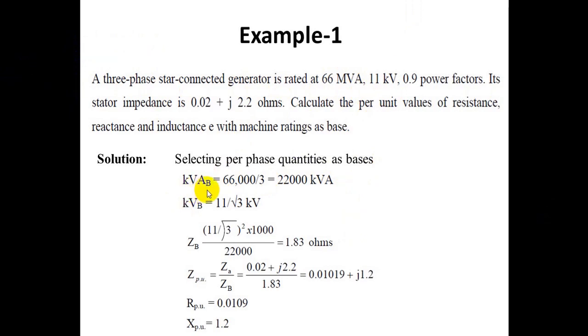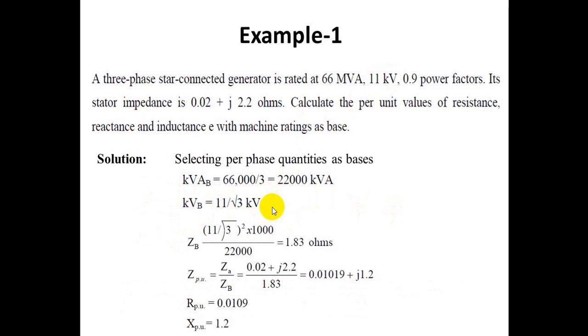I hope you are familiar with these formulas now: if you have to convert the 3 phase power into 1 phase, you divide this value by 3, and in case of voltage we divide these values by square root of 3. So kVA base in per phase quantity will be equal to 22,000 kVA, and the voltage is 11 kV in the data. So for single phase it will be 11 over square root of 3 kilovolt.